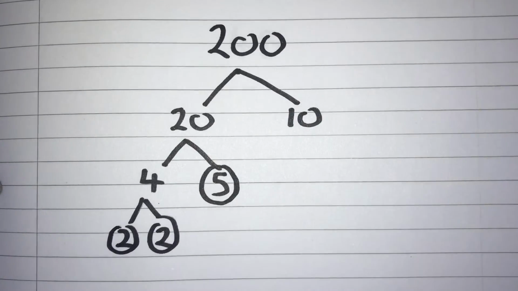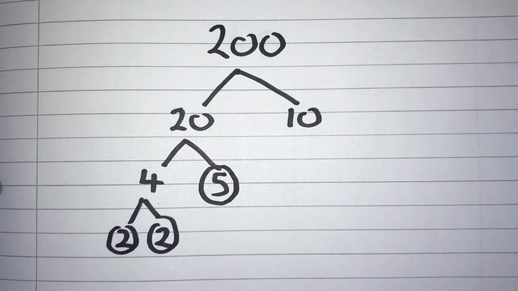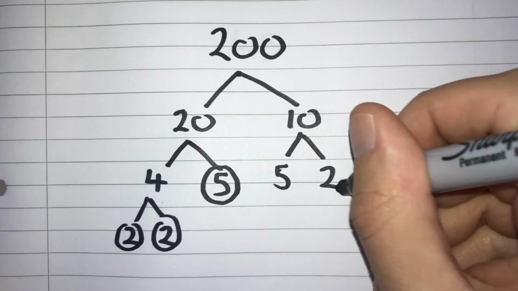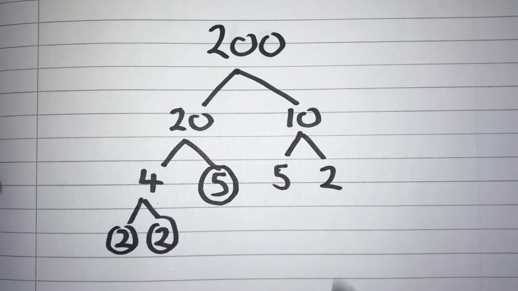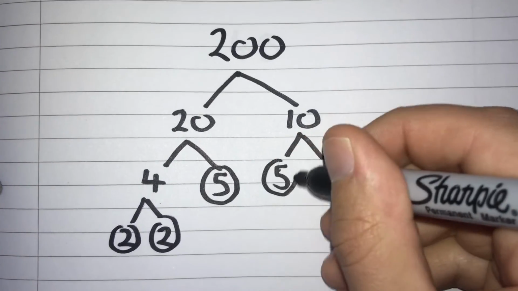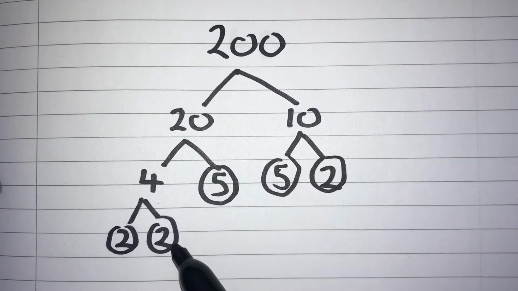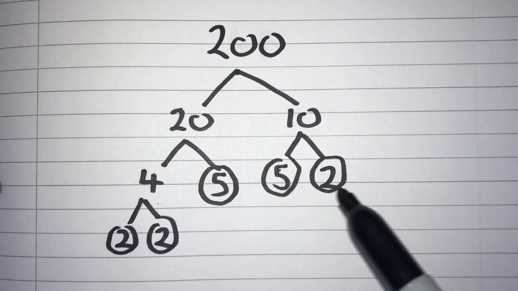But 10 is not a prime number. We can split that 10 up into a 5 and a 2. 5 multiplied by 2 gives us 10. And we've already seen both 5 and 2 are prime numbers. So we stop just there. So our prime factors of 200 are 2, 2, 5, 5, and 2.